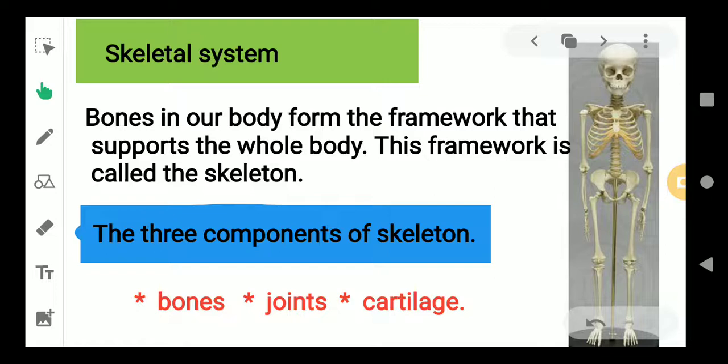Now let's see the three components of the skeleton. The main three components of the skeleton are bones, joints and cartilage. The skeleton has three components: the bones, joints and cartilage.